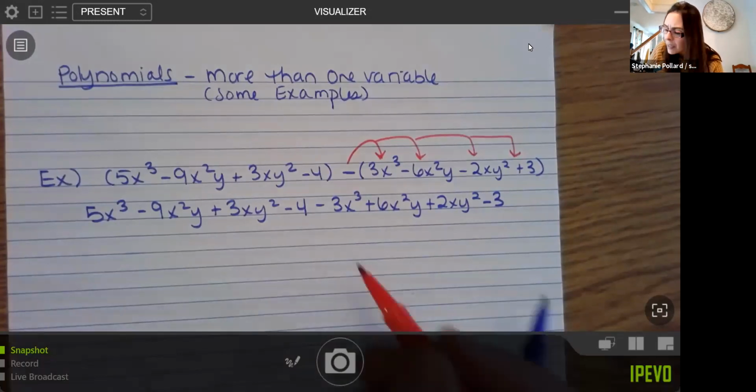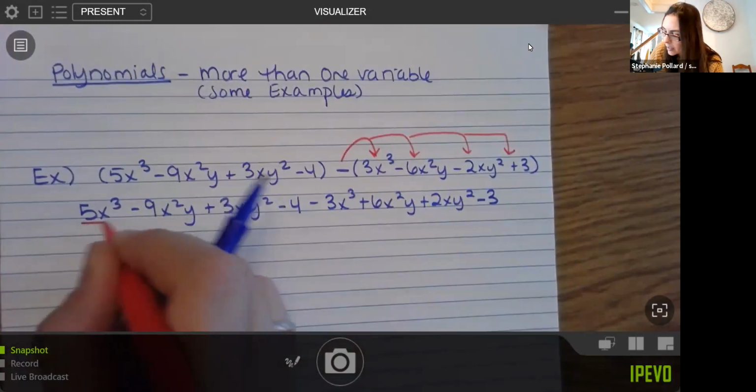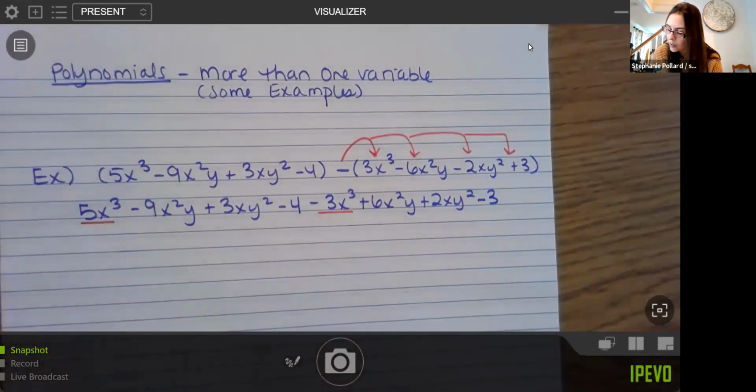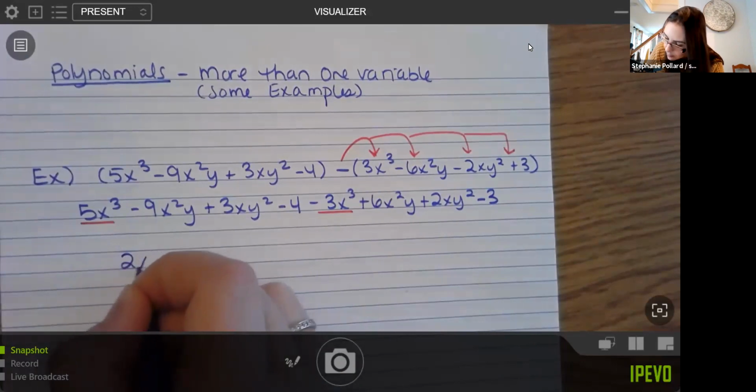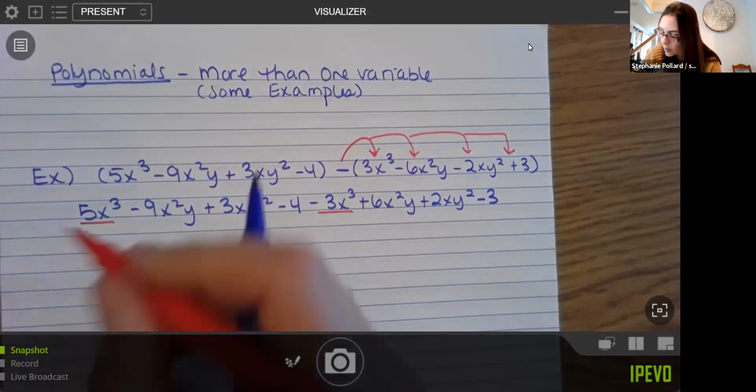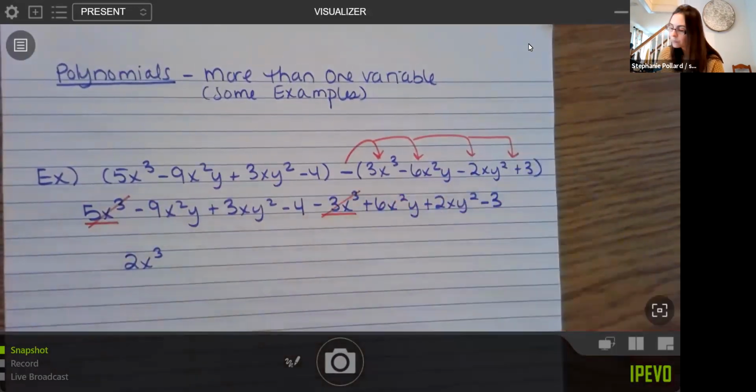So I think my x cubed terms are pretty clear, right? X cubed minus 3x cubed, that would be 2x cubed. I'm actually just going to cross them out when I'm done because I have quite a lot going on here.